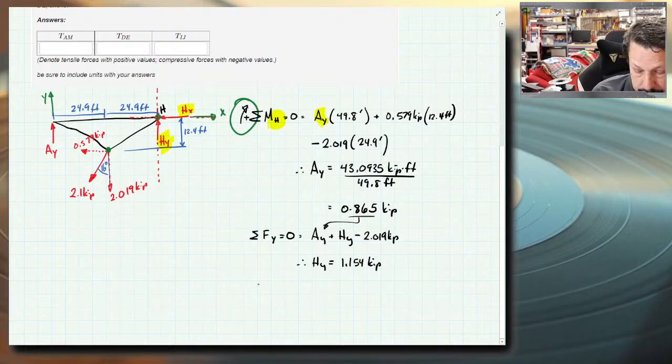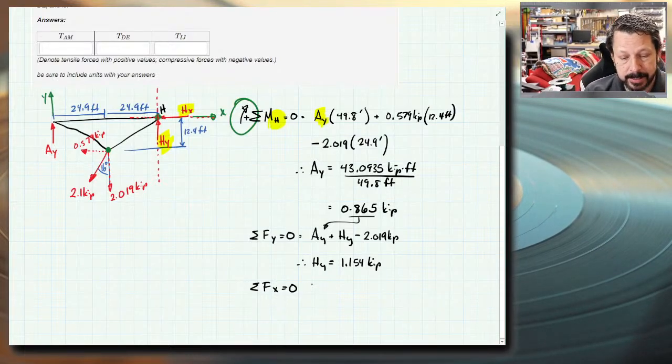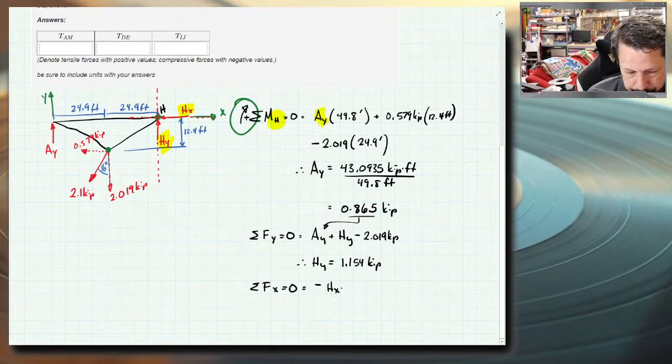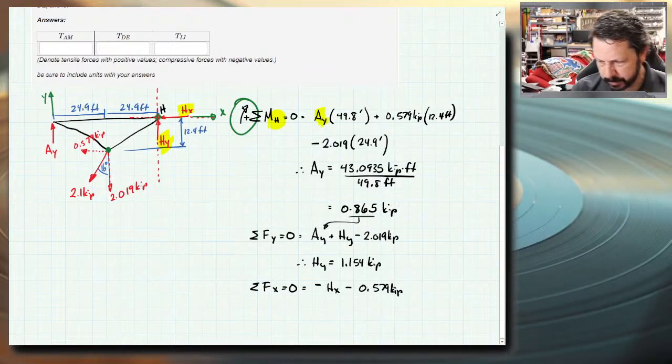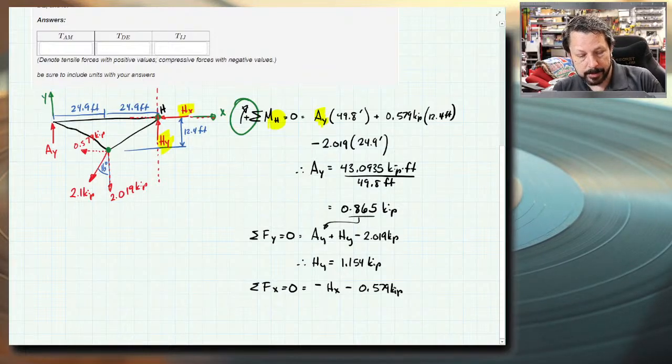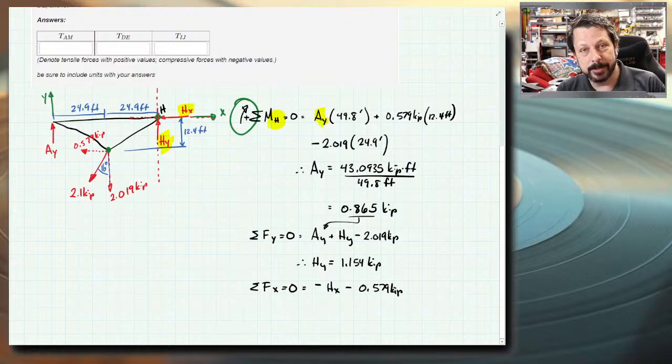And then I could have done this from the beginning, but I could do summation of forces in the x equals 0. And the way I drew the HX component is to the left, so I actually have negative HX minus the 0.579 kips. This is kind of where your question was, that they are negative when I'm writing equations that talk about x and y directions. But when I'm talking about moment directions, it's the sense of the moment that determines if it's positive or negative, not the direction of the force.